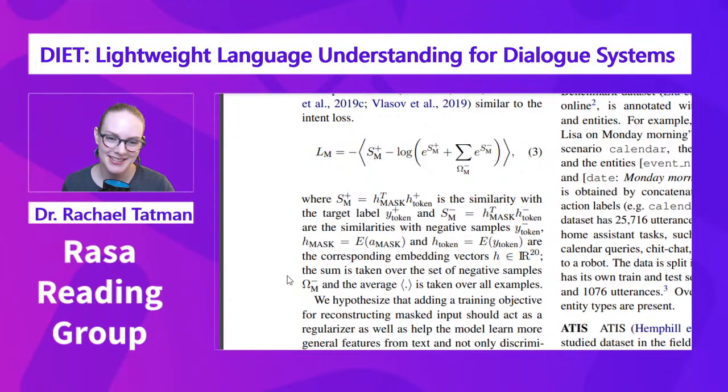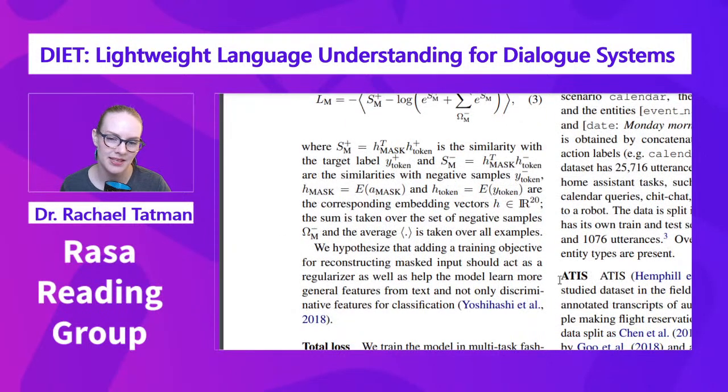The sum is taken over the set of negative samples, and the average is taken over all examples. We hypothesize that adding a training objective for reconstructing masked input should act as a regularizer, as well as help the model learn more general features from text, and not only discriminative features for classification. So one of the problems with a lot of the transformer language models is that they can be, for a specific task, very reliant on specific words. Like "not", for example, and being able to make that a little bit fuzzier in the training data. Sometimes it's "not", sometimes it's a different word, sometimes it's just missing. They're arguing here that this should help those situations.